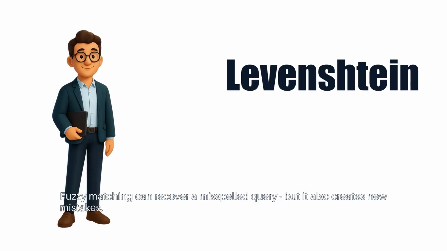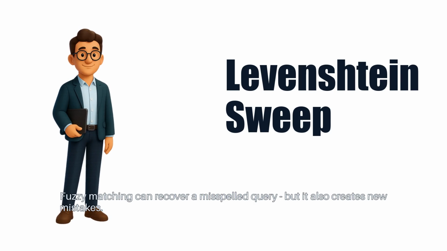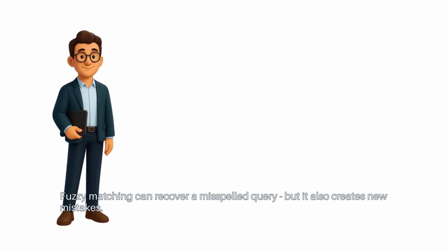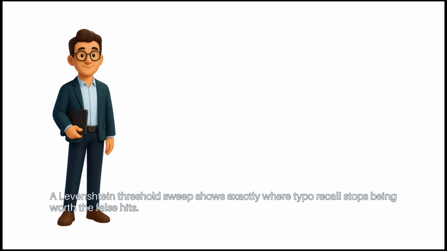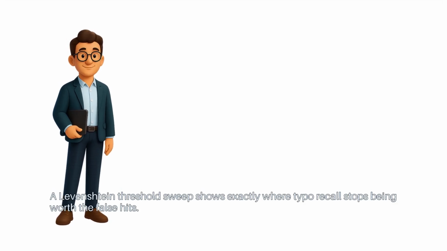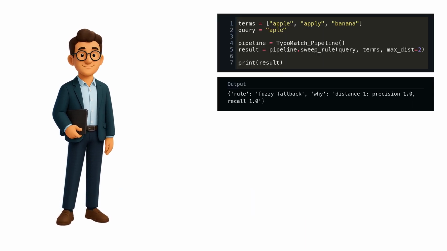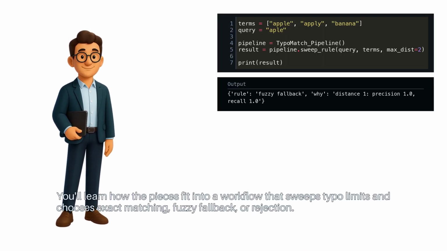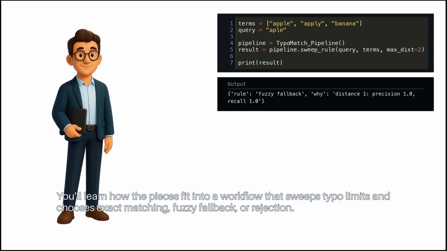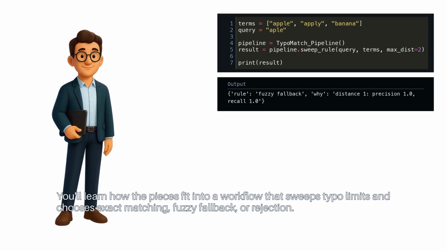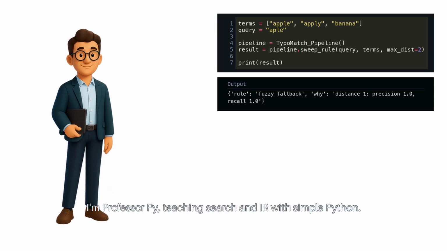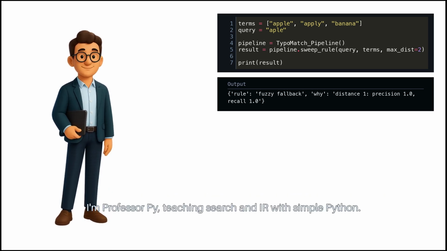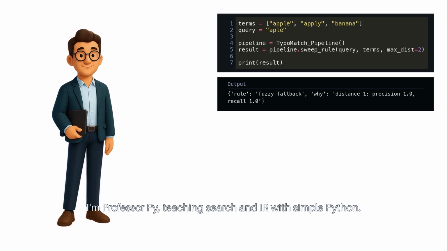Fuzzy matching can recover a misspelled query, but it also creates new mistakes. A Levenshtein threshold sweep shows exactly where typo recall stops being worth the false hits. You'll learn how the pieces fit into a workflow that sweeps typo limits and chooses exact matching, fuzzy fallback, or rejection. I'm Professor Pi, teaching search and IR with simple Python.